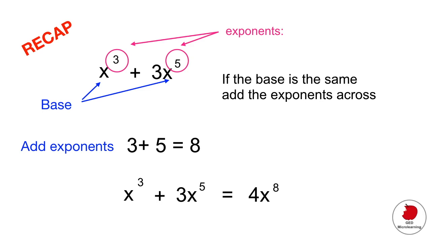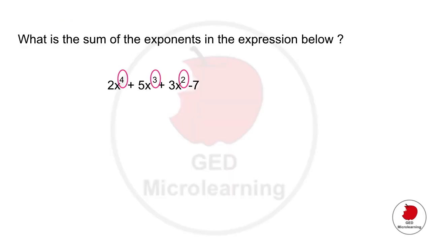All right, so if we go back to our question, very simple, right? Look at the bases, they're all x. And all you have to do here is add those exponents. So 4 plus 3 plus 2, that's going to give you 9.